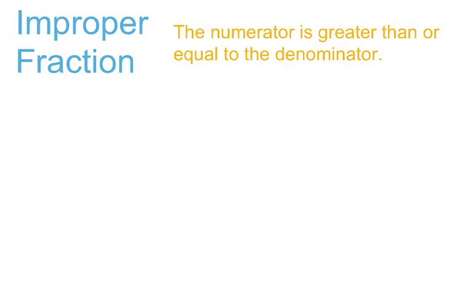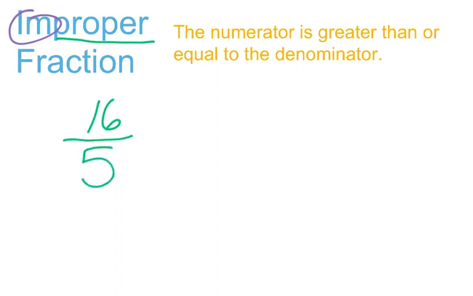Improper fractions, let's break that word down. Proper, we just talked about. Improper means not proper, the opposite of a proper fraction. If a proper fraction has to have the denominator being larger than the numerator, well then an improper fraction flips that upside down. 16/5. This means that you have 16 total pieces out of pieces where it takes 5 to make a whole.